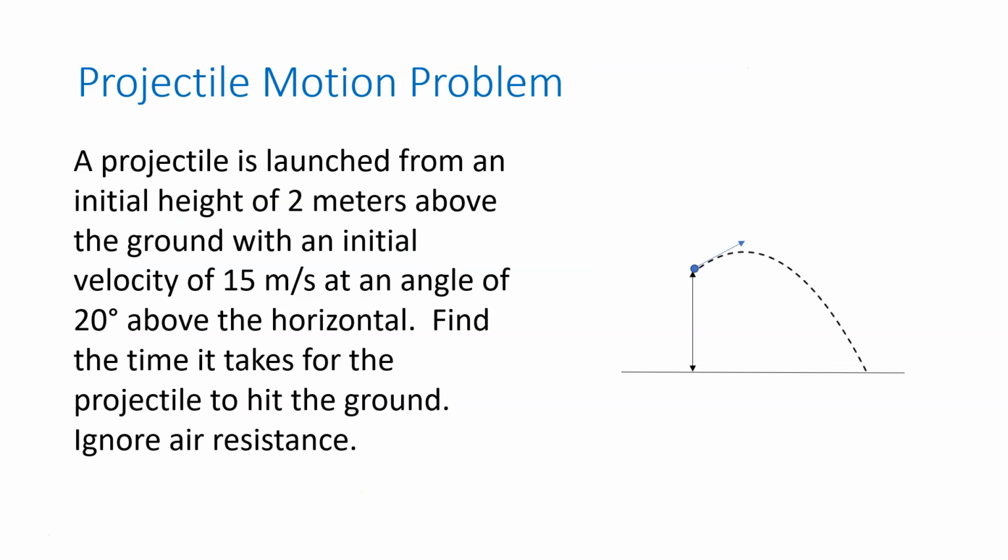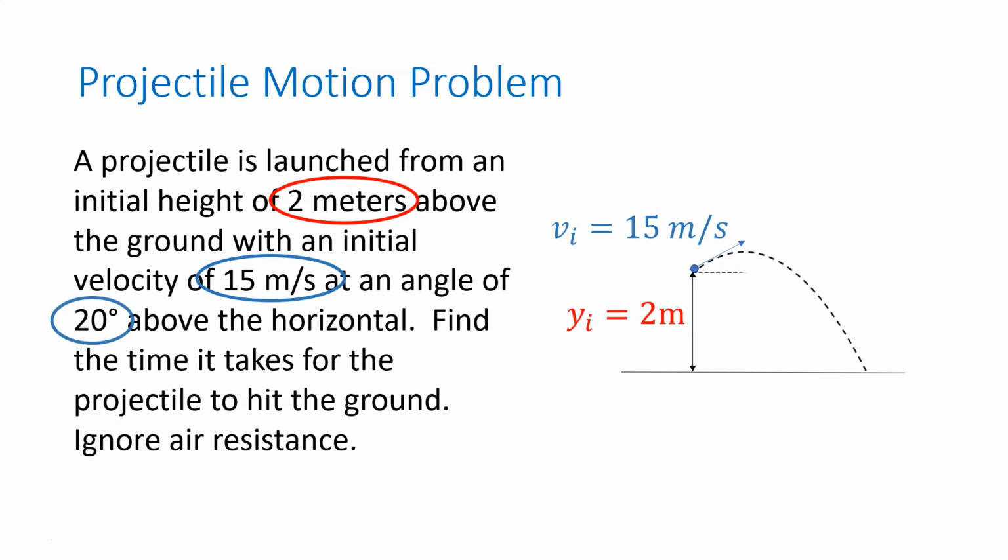Let's break this problem down. The projectile is launched from an initial height of 2 meters above the ground. The initial height is yi equals 2 meters. It has an initial velocity of 15 meters per second, so vi is 15 meters per second, and the angle is 20 degrees above the horizontal. It asks us to find the time it takes to hit the ground.